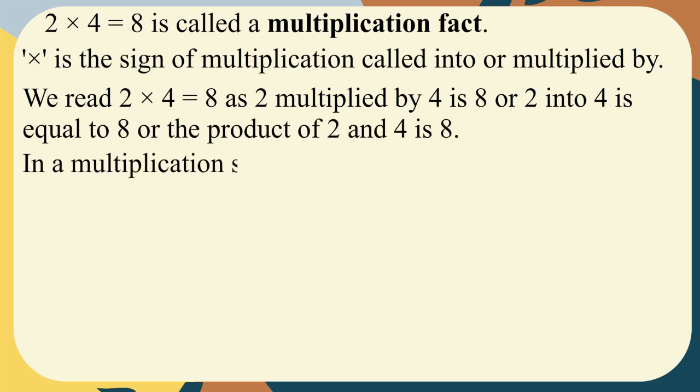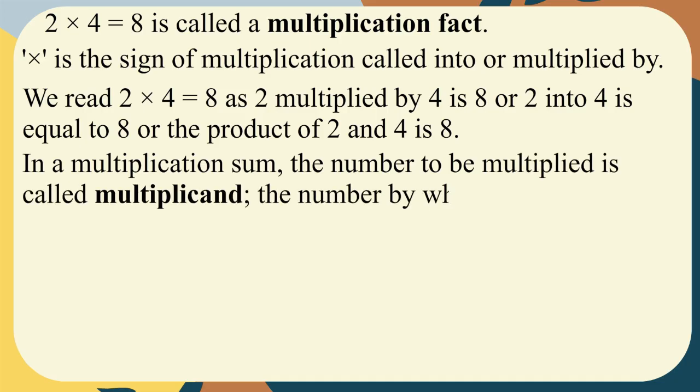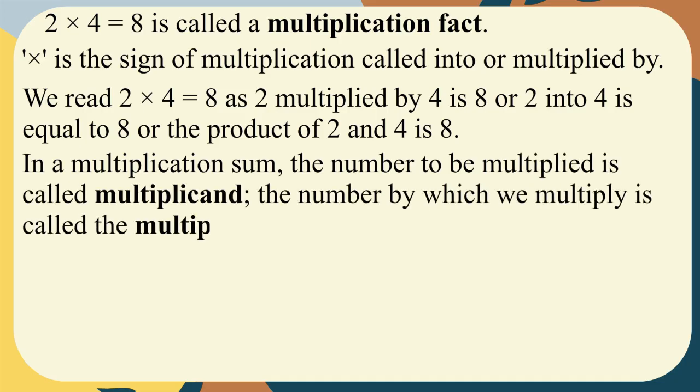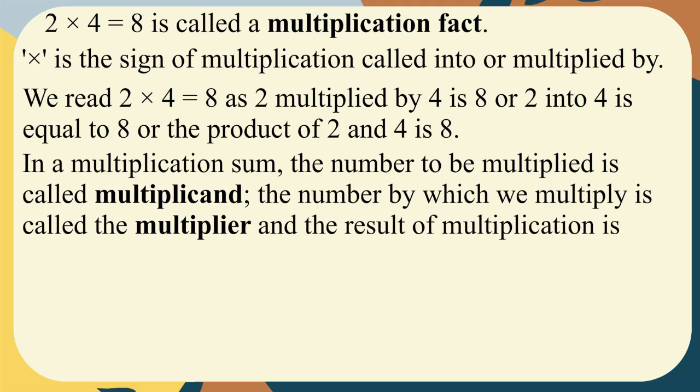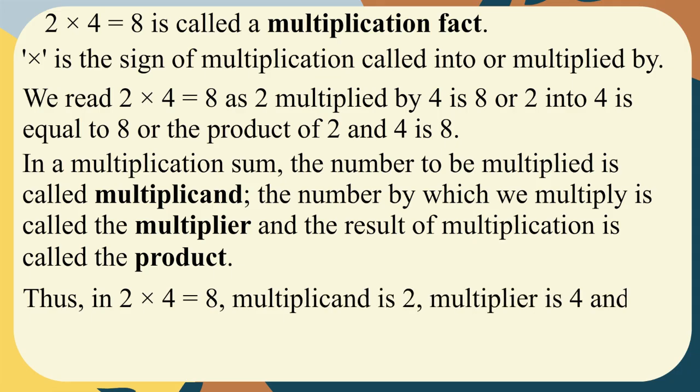In a multiplication sum, the number to be multiplied is called the multiplicand. The number by which we multiply is called the multiplier and the result of multiplication is called the product. Thus, in 2 multiplied by 4 is equal to 8, the multiplicand is 2, the multiplier is 4 and the product is 8.